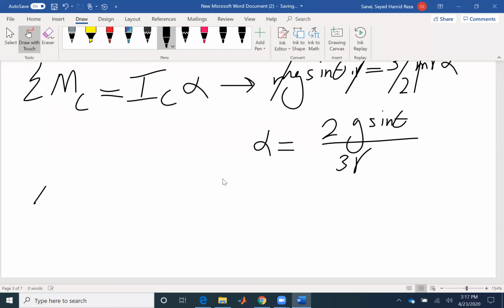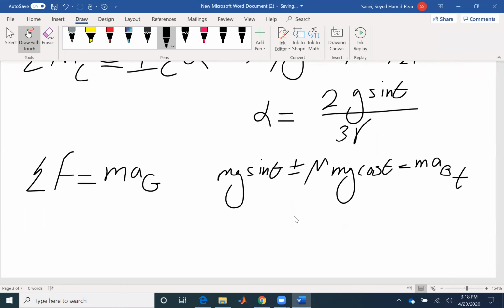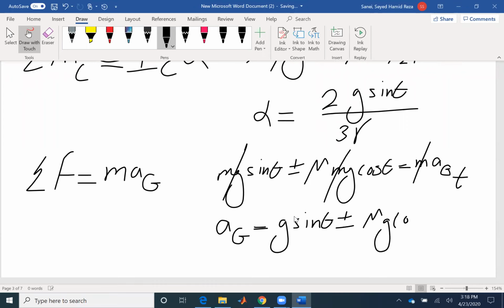Now let's look at the summation of forces. It will give me m a_G. The forces that I have would be mg sine theta, then the friction force, which would be mu N. So mu N would be mu mg cosine theta. Because I don't know the direction of friction, I'm going to write plus minus and then evaluate it later. m a_G, the tangential component. So a_G would be simply g sine theta plus minus mu g cosine theta.